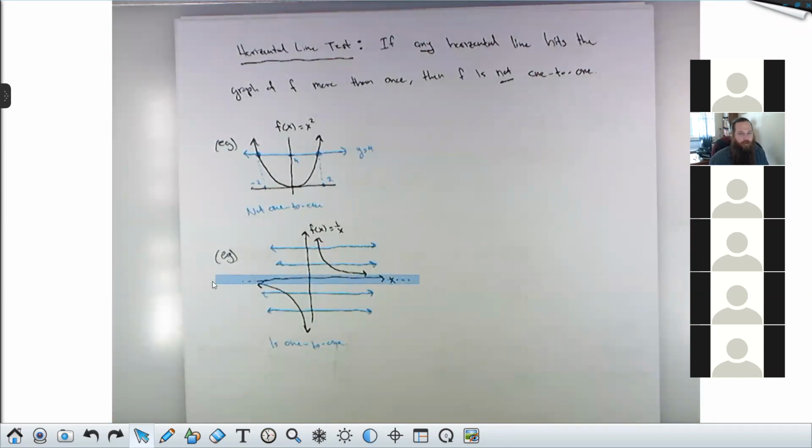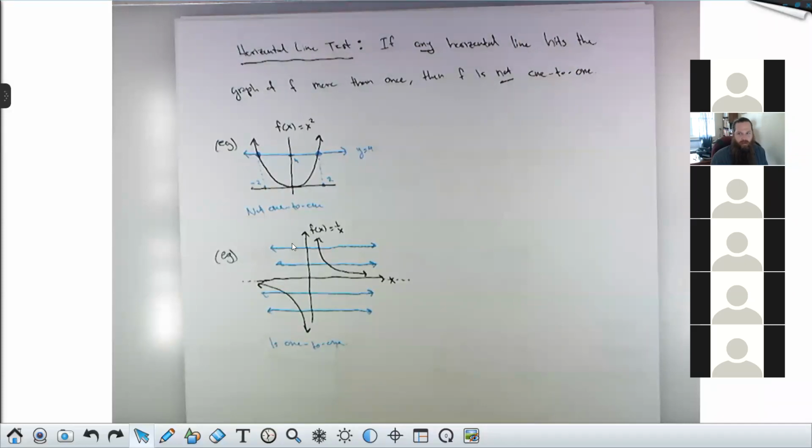X equals 0? Or y equals 0. Yeah. Y equals 0. This horizontal line, x equals 0 is a vertical line. But y equals 0, the x-axis, this graph never touches it, right? It kind of approaches it as we go out here, and it approaches it as we go out here, but never touches it. Does that violate the horizontal line test?